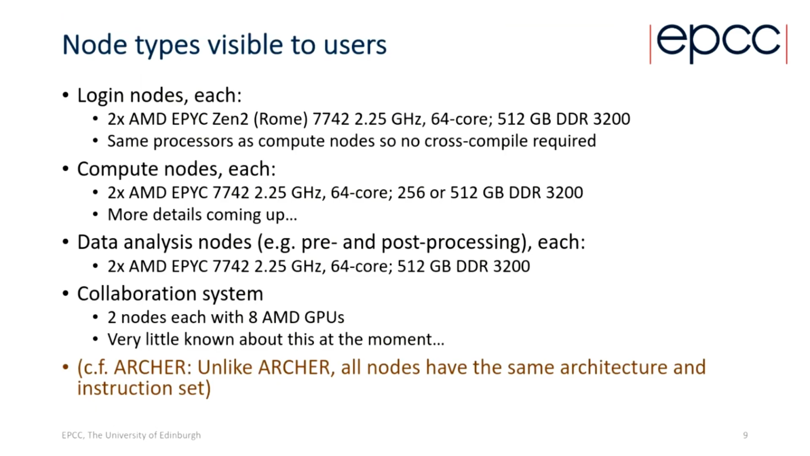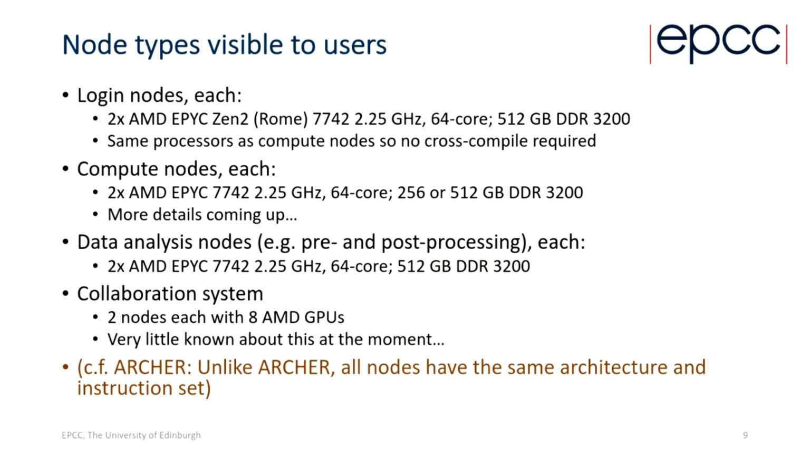Okay, but a bit more detail on what the nodes are going to be available to users. All of the nodes have the same processor, which is the new AMD EPYC Zen 2 Rome processors, and they're the 7742 model numbers. So they have pretty standard clock speed for modern cores. There's 64 cores each. So that means each node, which has two of these sockets, two of these processors available, has 128 cores. Okay, so that's a big change from Archer, going from 24 cores per node up to 128 cores per node.